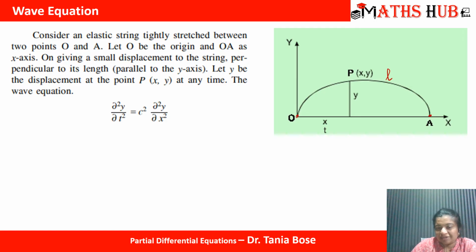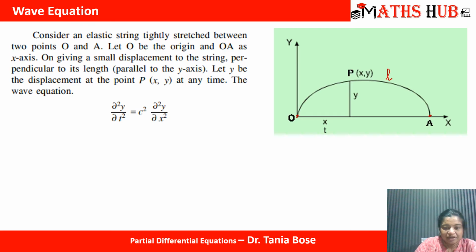So we are interested in finding, at time t, what is the displacement in the string? So if I assume that this is an elastic string which is tightly stretched between the 2 points O and A, so we assume that O is the origin and OA is along the x-axis. So y is the displacement at any time t. So what is the mathematical model of a wave equation? The mathematical model is del square y by del t square is equal to c square del square y by del x square, right? So here y is the displacement of the string, and we are interested in calculating the displacement at any time t.